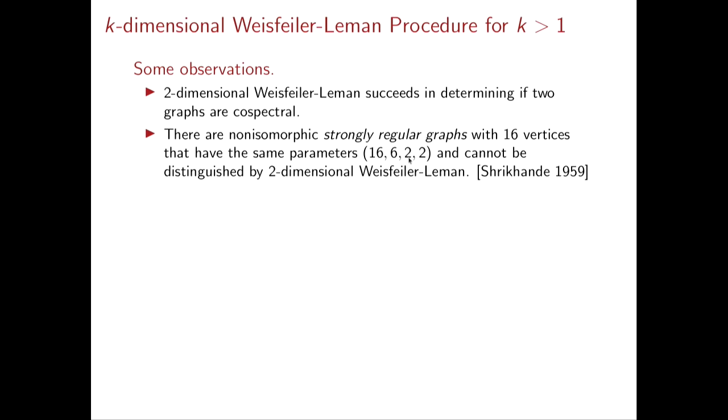The first 2 means that any 2 adjacent vertices have 2 common neighbors. So if U and V are adjacent, there are exactly 2 vertices that are adjacent to both U and V. And the second 2 means that for every 2 non-adjacent vertices, there are 2 common neighbors. So in general, an n, k, lambda, mu strongly regular graph means it's an n vertex graph which is k-regular, such that any 2 adjacent vertices have lambda common neighbors and any 2 non-adjacent vertices have mu common neighbors.